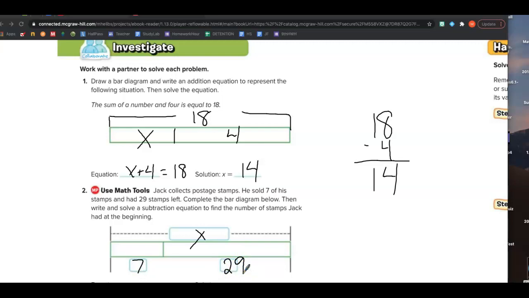So how do I write a subtraction sentence for the statement? x minus 7. So the number that he started with, which is x, minus the number that he sold, which is 7, gives us how many that he had left, which is 29. How would we solve this one? 29 plus 7. We're going to add 7, and so how many did he have total to start with? 36.